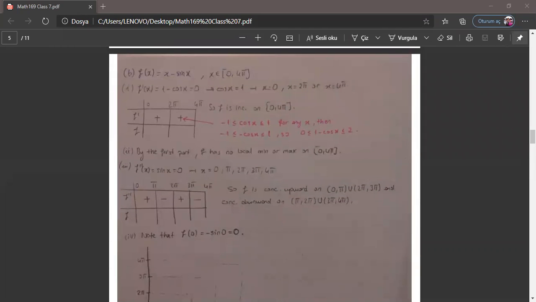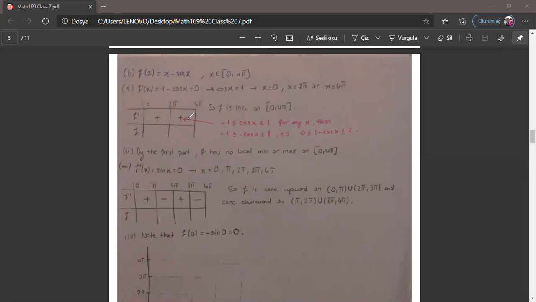Now we have this new function, which is x minus sine x. We find its derivative and equalize it to 0. We see cosine x should be equal to 1, then x equals 0, 2 pi, or 4 pi. As we have this interval, we have only these three roots. We again check if the derivative of the function is positive or negative.